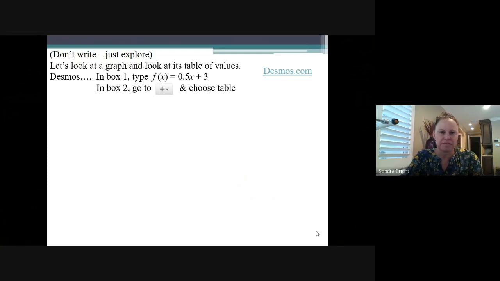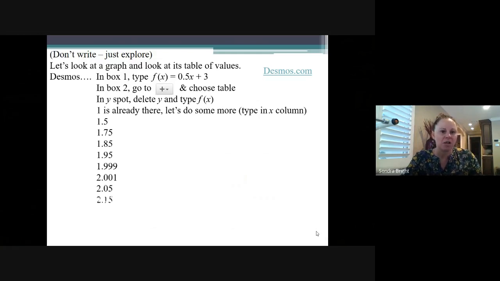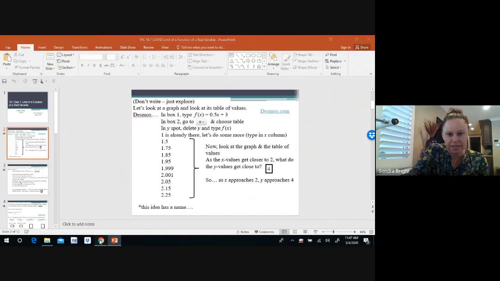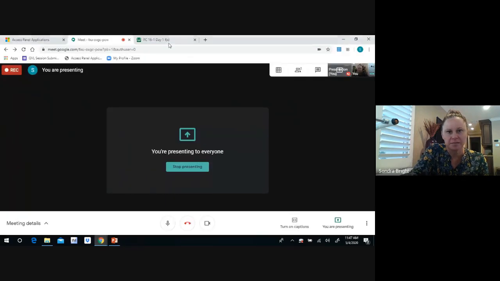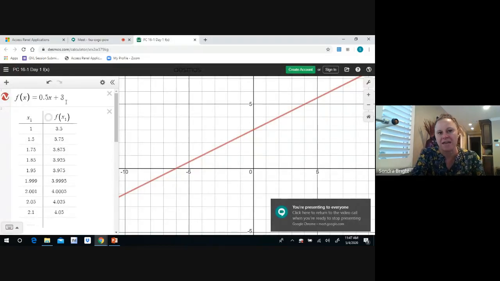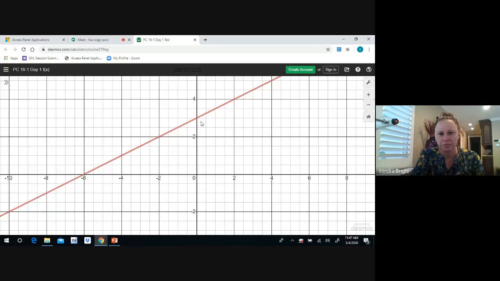I'm gonna put in this equation, and then I'm gonna also choose a table, and I'm gonna type in a whole bunch of x values, 1 and 1.5 and 1.75, all of these x values here. So here's this equation. F of x equals 0.5x plus 3. And so it's a straight line. That shouldn't be a shock to you, where 3 is the y-intercept, and then it's got a slope of 1/2 or 0.5.